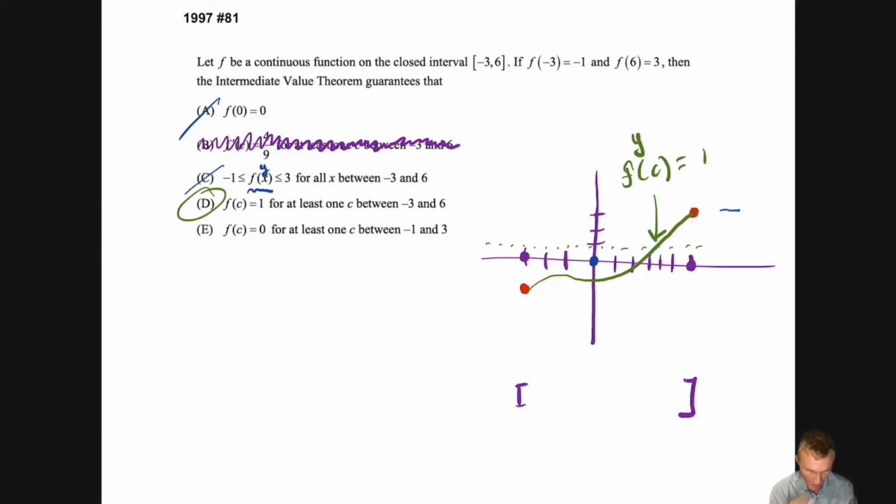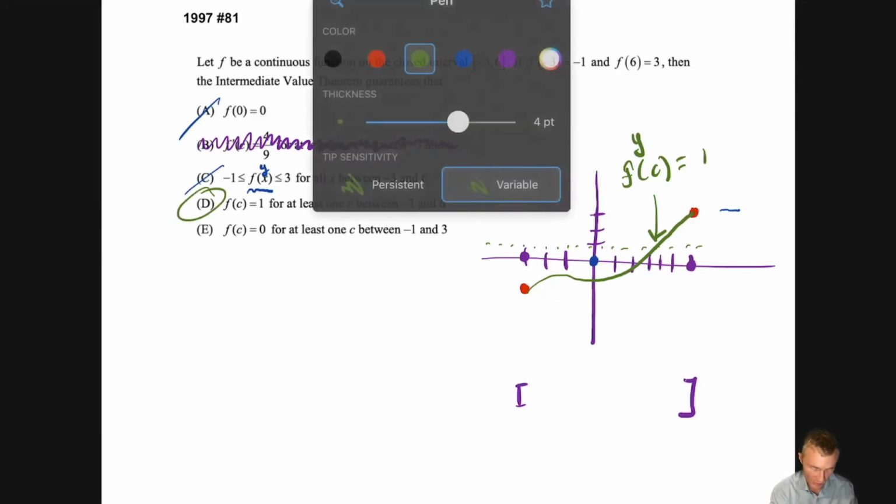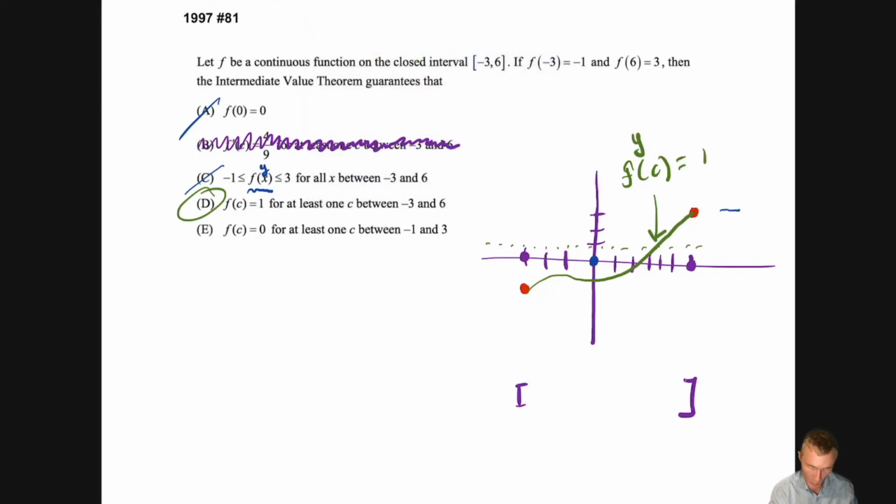Just to make sure here, the last one, E, says f of c equals 0. So we'd be talking about the x-axis for at least one c between -1 and 3. The issue here is that the domain isn't wide enough. The domain here is only between -1 and 3, so that doesn't necessarily have to be the case. I could immediately shoot up here and go over. And then I would never hit the x-axis on the domain -1 to 3. The correct answer is D.